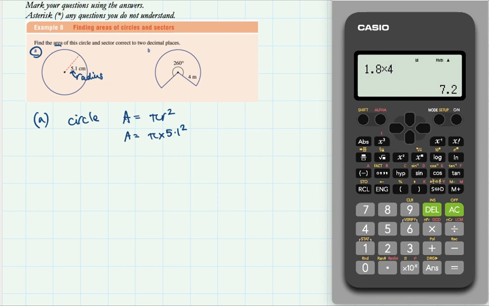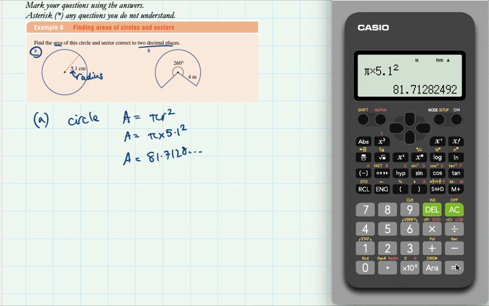Now we're at a point where we can't really go much further except to put this in our calculator. So I'm going to put this in. To find pi, remember shift and this button here, times by 5.1 squared. We enter and out pops the area of 81.7128, and so on.